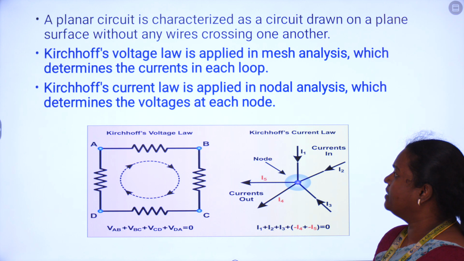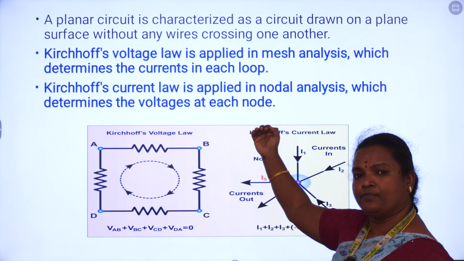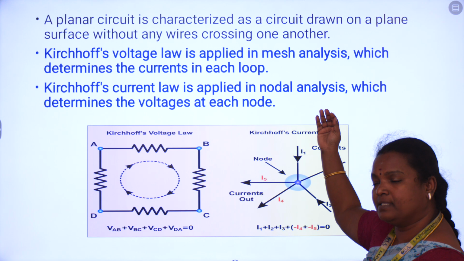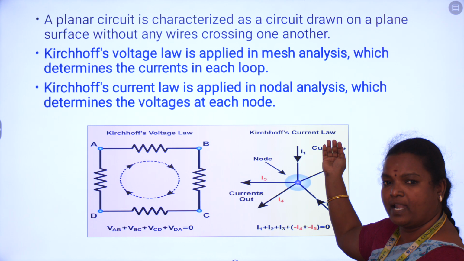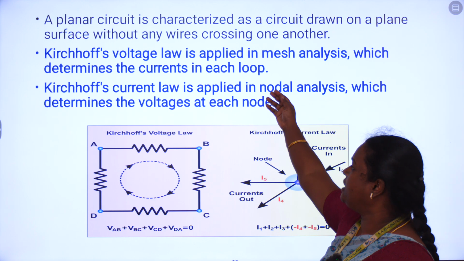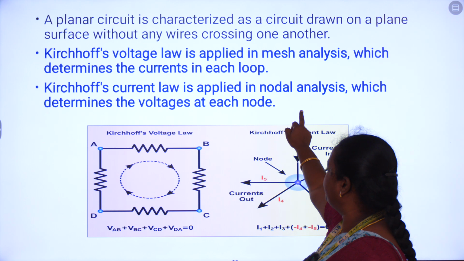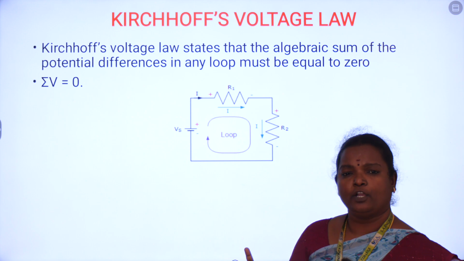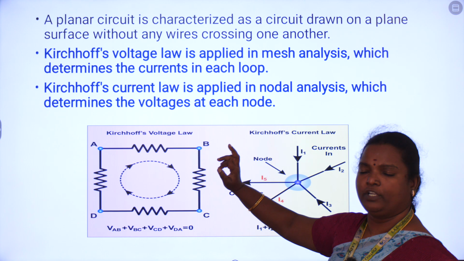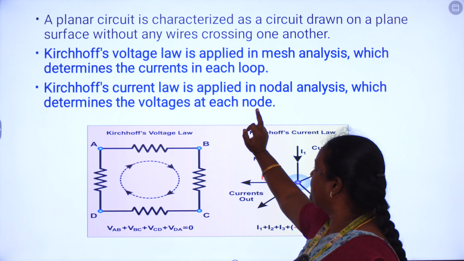In order to calculate or determine the current and voltage, we use Kirchhoff's voltage law and current law. Kirchhoff's voltage law is applied in mesh analysis and Kirchhoff's current law is applied in nodal analysis. In voltage law we determine the current in each loop, and in current law we determine the voltages at each node. In short, in Kirchhoff's voltage law, voltage rise is equal to voltage drop, and in the case of current law, incoming current is equal to outgoing current.